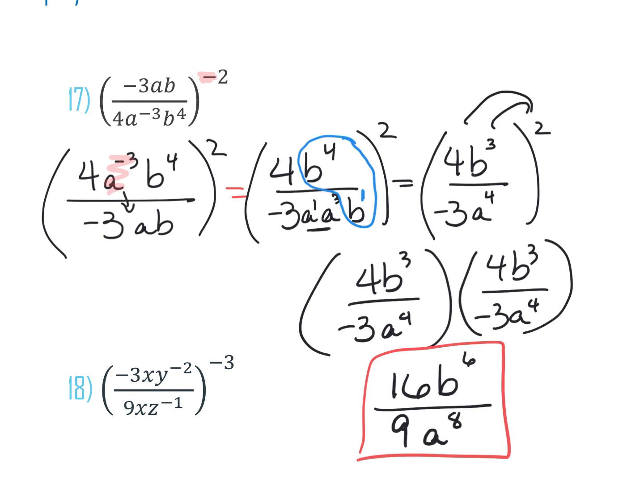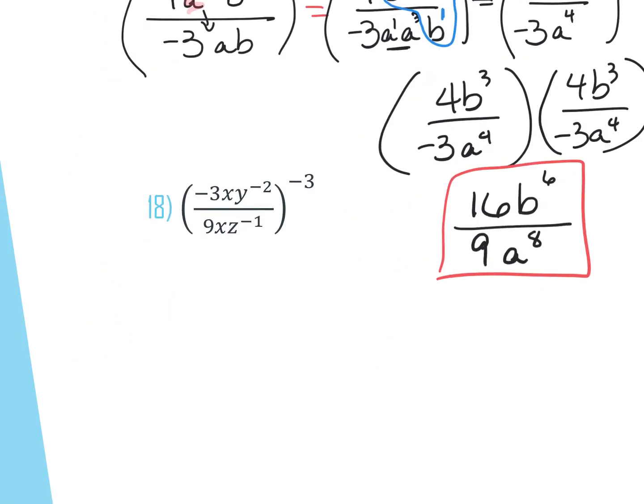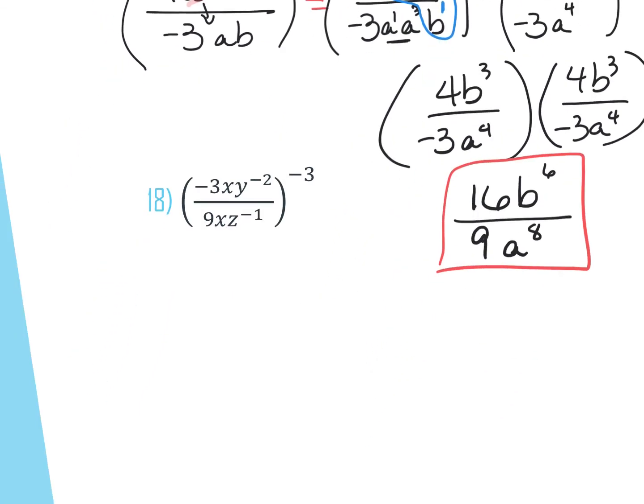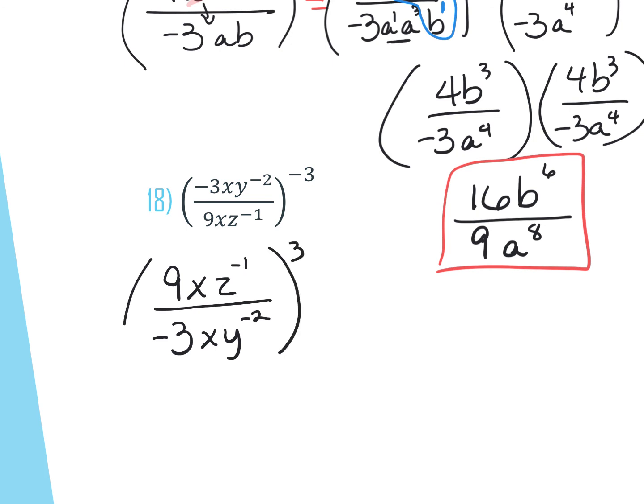Then the last example for the negative exponents. Again, the first thing I'm going to take care of is the negative. So I'm going to go ahead and flip it. So I'm going to flip it as 9xz, and everything stays with the same exponents. All I'm doing is taking care of the negative sign on this power that's here.